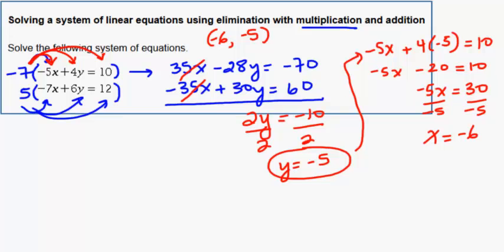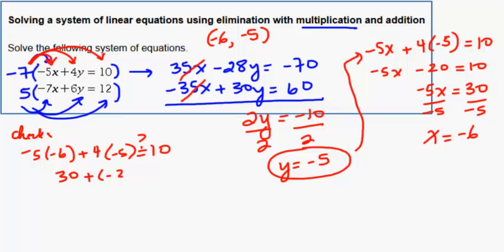You could substitute it back in to check. And even if you don't do this on paper, it's a good idea to do it in your head just to make sure that you are on the right track. So that's going to give me negative 5 times negative 6 plus 4 times negative 5. And we want to know, does that give us 10? So that's going to be 30 plus a negative 20, which is indeed 10.